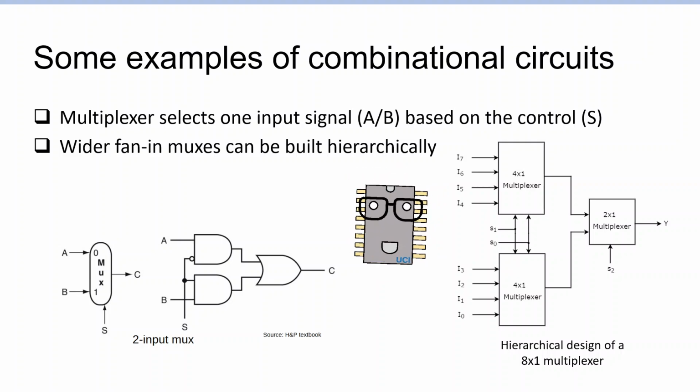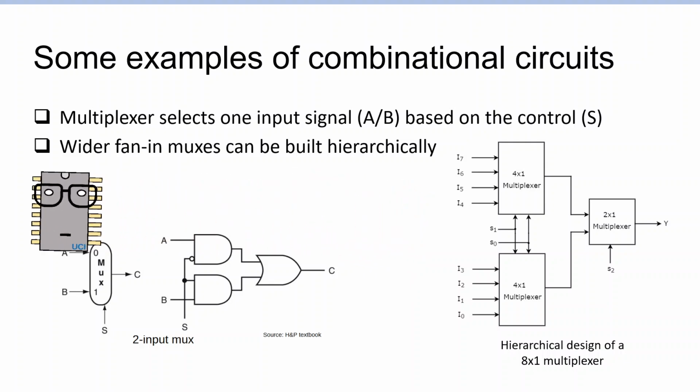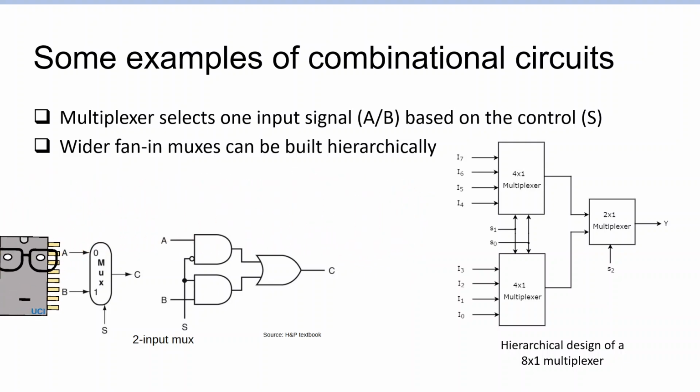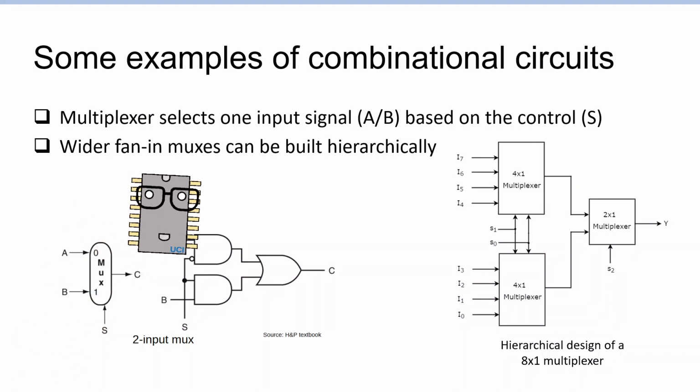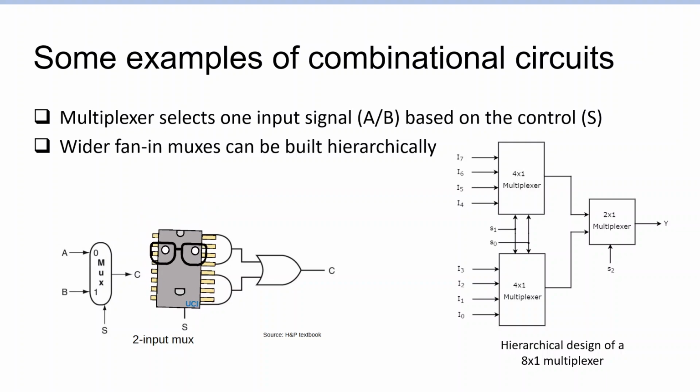A multiplexer often has two or more inputs going into the multiplexer. And based on the control signal S, the output C of the multiplexer is either A or B, depending on the value of S.